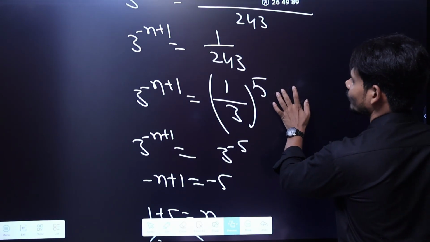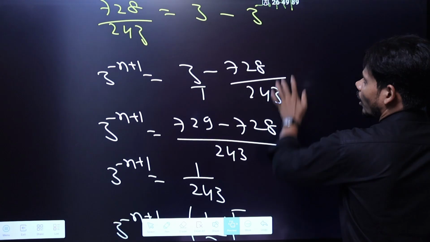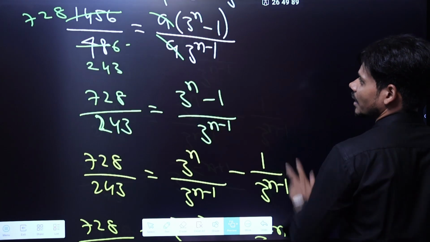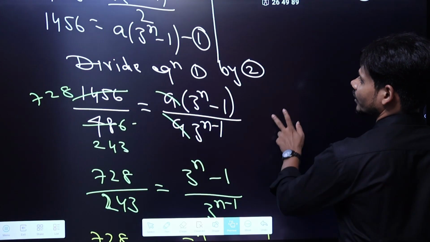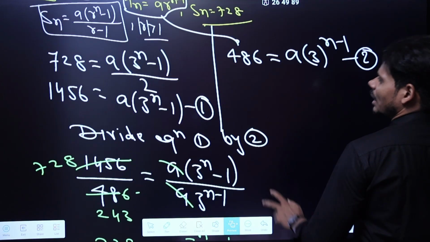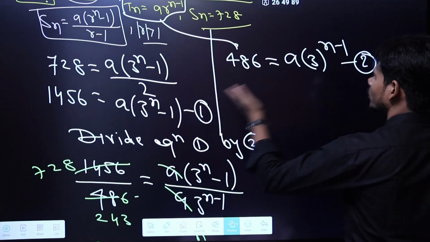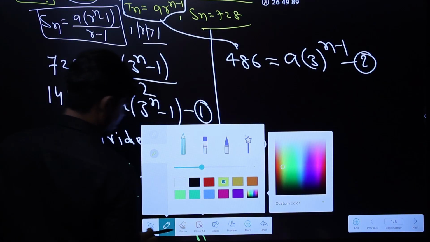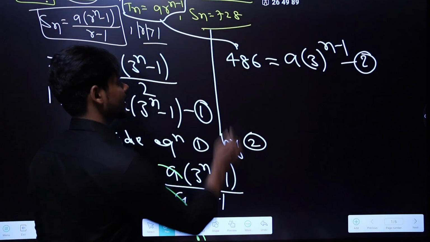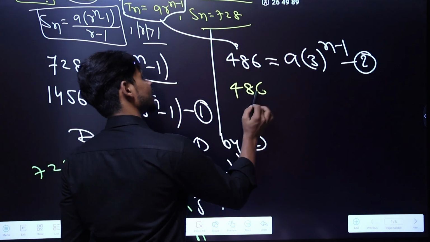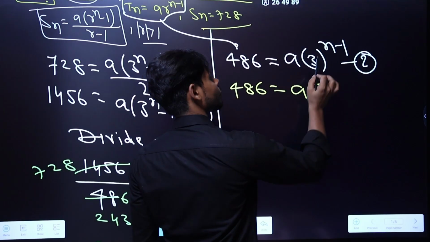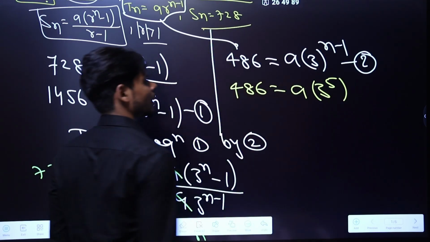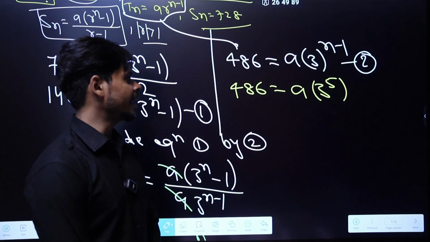Next, if n is 6 and we had to find a, let's check where we can substitute to find a. You can use either the first equation or the second equation, that's your choice. I'm going to use the second one because the values are a little bit smaller, right? So 486 is equal to a times 3 raised to power 6 minus 1, which is 5, and 3 raised to power 5 is 243, right?